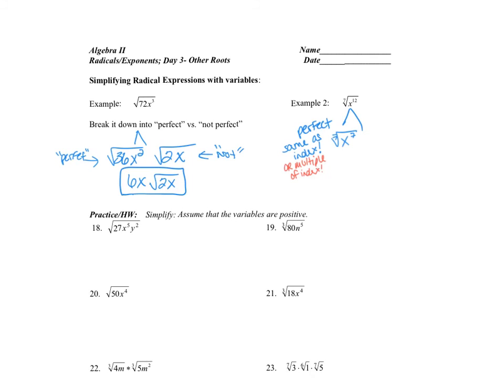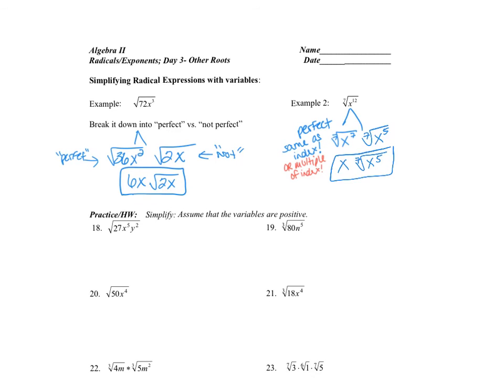And now my leftover is the 7th root of x to the 5th, right? I have 5 x's left over. 7 plus 5 gives me my 12. So the 7th root of x to the 7th is just a nice x. And the 7th root of x to the 5th can't be simplified anymore, so that hangs off the end.